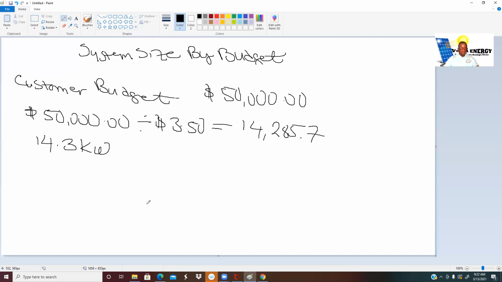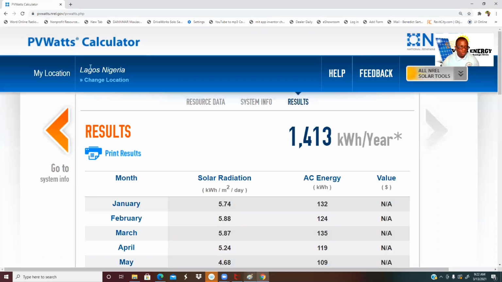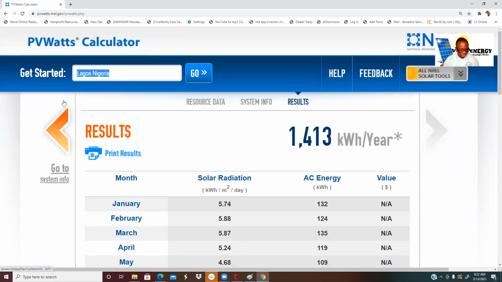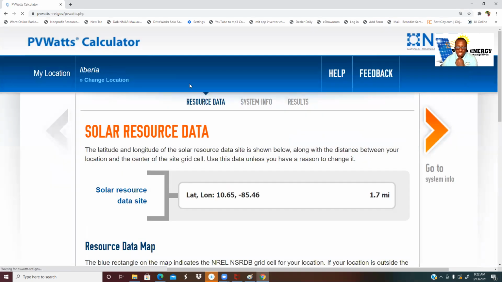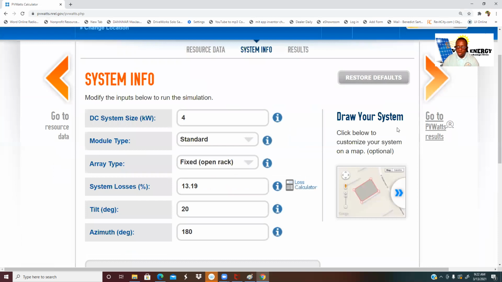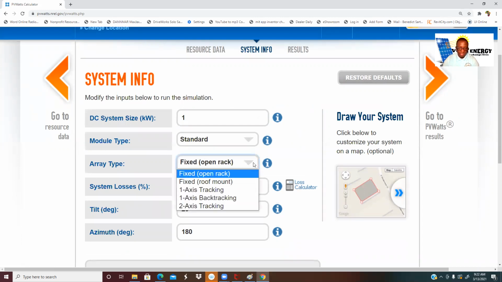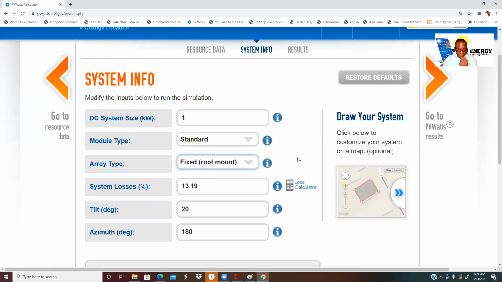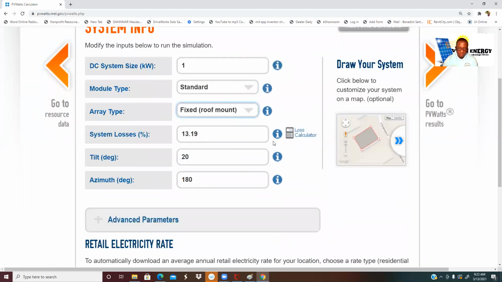So we go back to our PVWatts calculator. It's not Nigeria. We go to the new location, change location to Liberia. Searching the weather data for Liberia. So good. We have our latitude and longitude for Liberia. We click go. DC system sizing. We do the standard model, fixed open rack, roof mount, system losses, all of that.